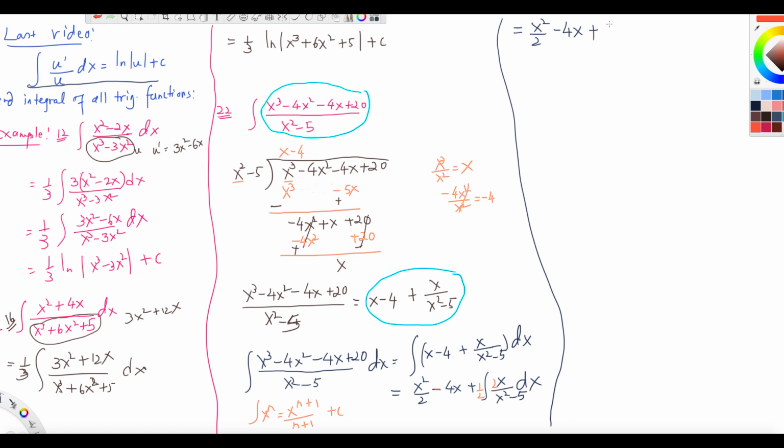So what I'm going to write is 1/2 times the integral of 2x over x squared minus 5 dx, and I'm using that formula, right? So what is the final answer then? x squared over 2 minus 4x plus 1/2 natural log of the absolute value of x squared minus 5, plus c. That's what you get. So that is the final answer.